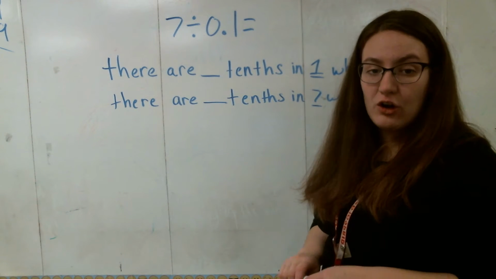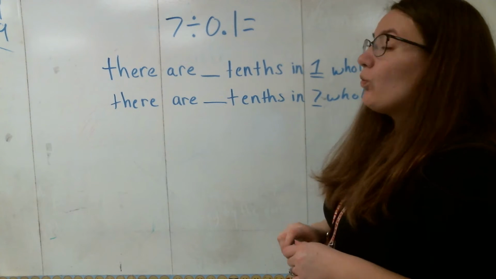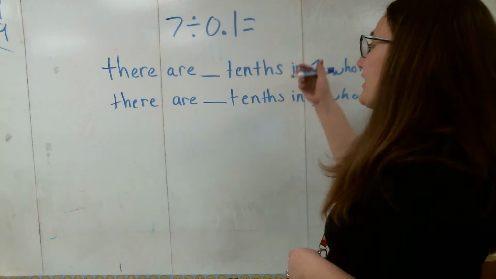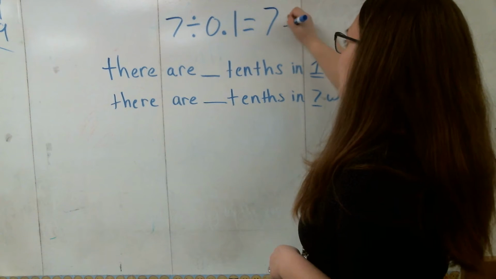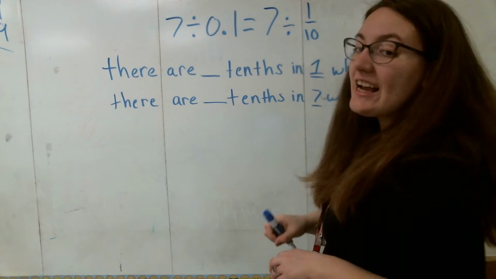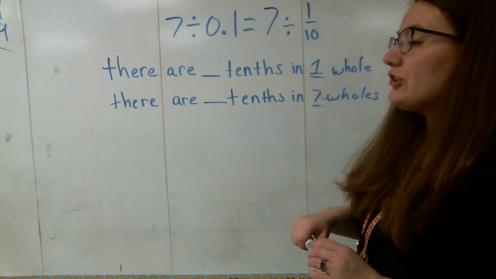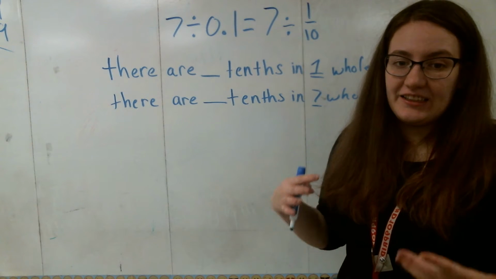So I'm going to start off by looking at this problem. So we have 7 wholes divided by 1/10. Now I can also think of this problem as 7 divided by 1/10. I could think of it like that as well. But what we're going to do right now is we're going to think about these as units.